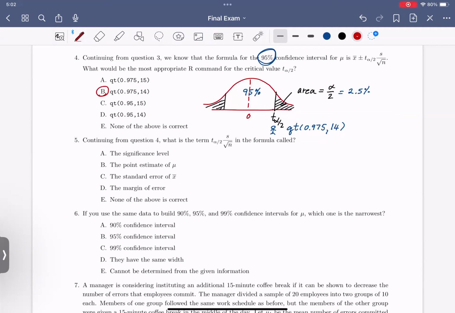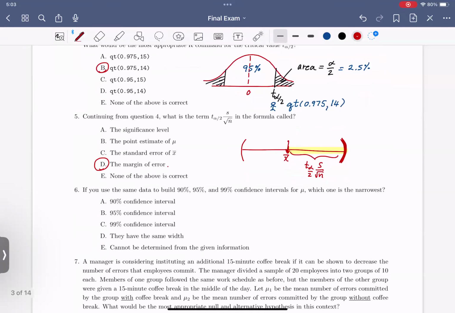Next one, continuing from question 4, what is the term t alpha over 2 s over square root n called? Of course you have x bar in the middle, and then you have this as t alpha over 2 s over square root n, and the confidence interval on both sides, upper bound and lower bound over there. So this number, which I highlighted in yellow now, is what in theory we call the margin of error, right? It's the measurement from the center to the upper bound or the lower bound of the confidence interval, which is called the margin of error.